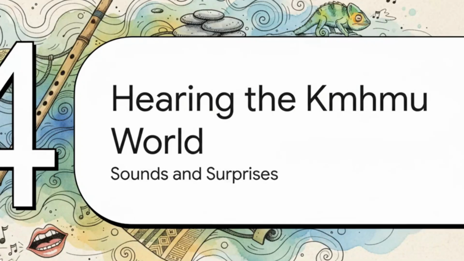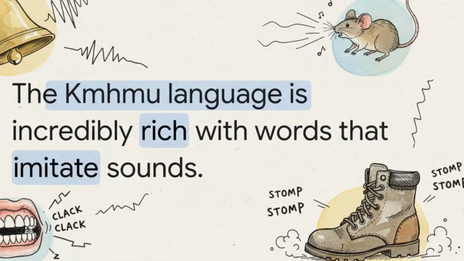All right, so we've seen the logic and the lifestyle. But language is also about sound and texture, and just fun. Now we get to explore the rich, descriptive, and sometimes pretty surprising nature of Kmhmu vocabulary. One of the most delightful things you find in the Kmhmu dictionary is its absolute love for onomatopoeia. You know, those words that sound like what they mean. And Kmhmu has an incredible arsenal of them to describe the world in really vivid detail.